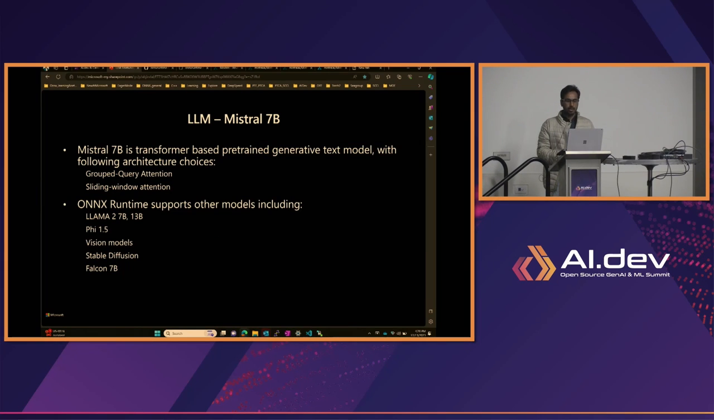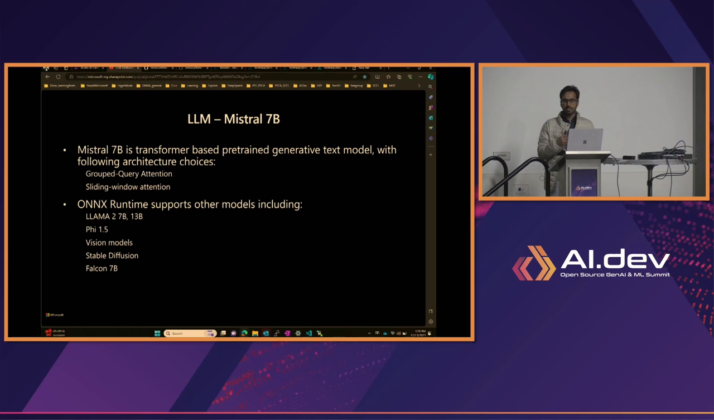And the large language model which we are going to talk about today is Mistral. Mistral 7 billion version 0.1 is the model which we are using today, and it is a recent model. It's a pre-trained generative text transformer model, and it uses grouped query attention for faster inference, and it uses sliding window attention for having more context in your model.